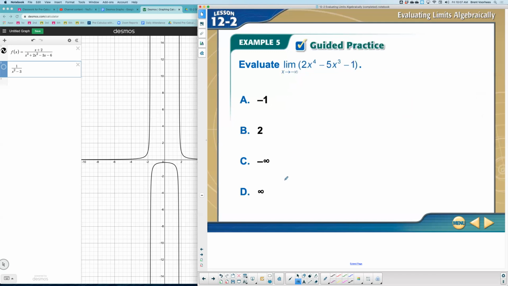And so now here's one for you to try. Pause the video if you need more time.